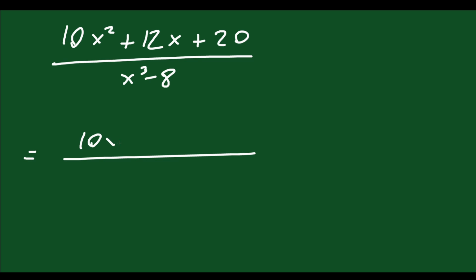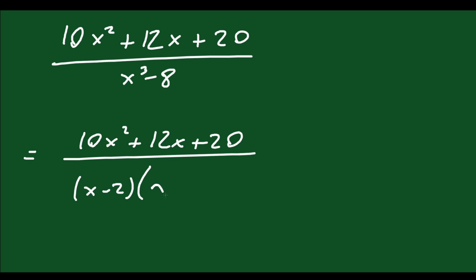So you'd have 10x squared plus 12x plus 20 divided by difference of cubes. You do a minus b, so x minus 2, because those are the cubic roots of each of those terms. And you multiply by a squared, so x squared, plus a times b, which is 2 times x. And then you add b squared, which is 2 squared, you get 4.